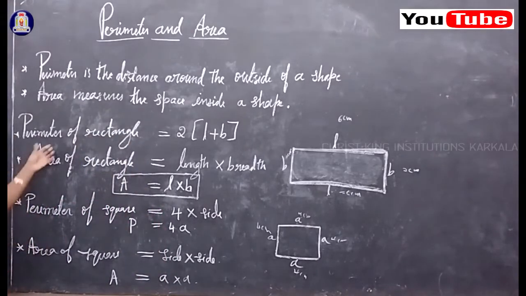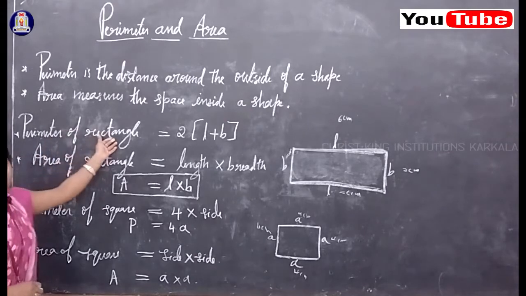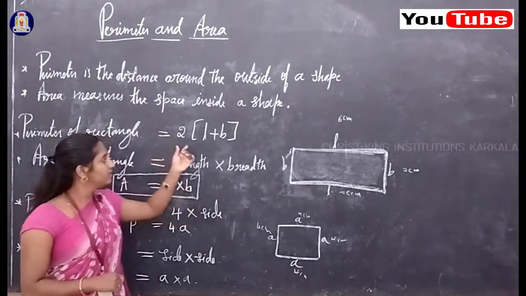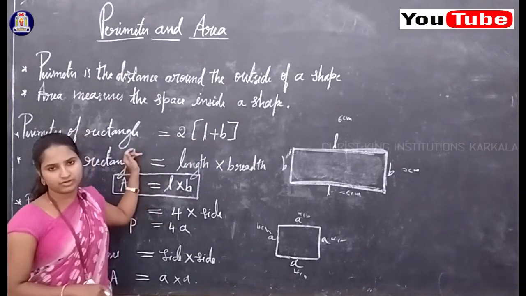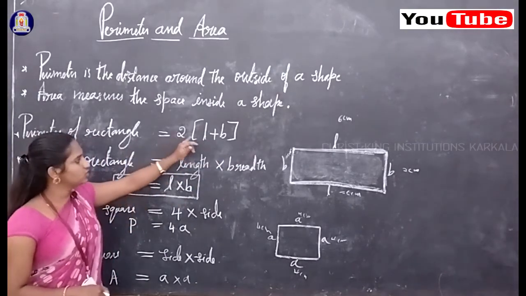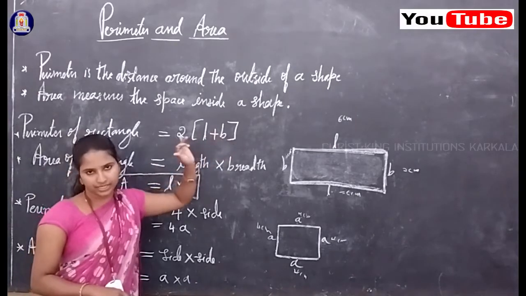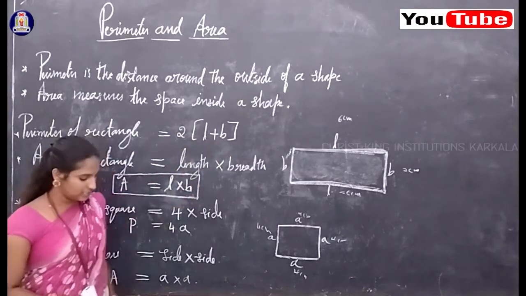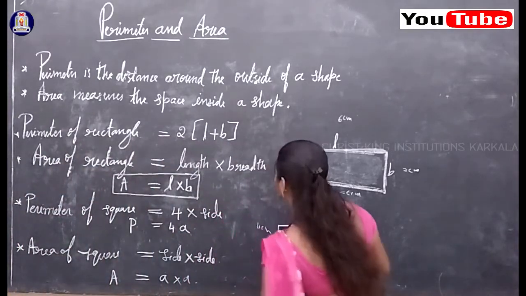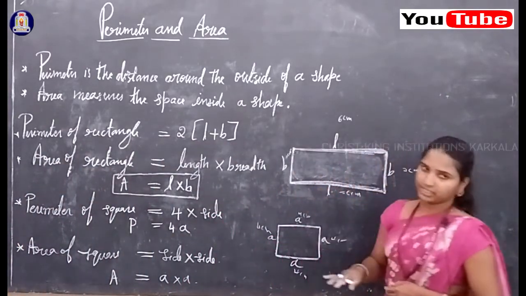In the same way, we can find the perimeter of a rectangle by using a formula. Which formula? 2 into length plus breadth. So the perimeter of a rectangle is equal to 2 into length plus breadth. How did we get this 2 into length plus breadth? We'll see how we get this formula.